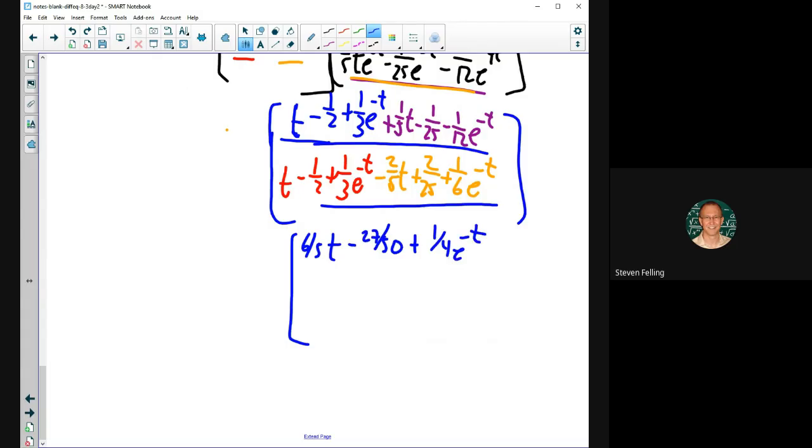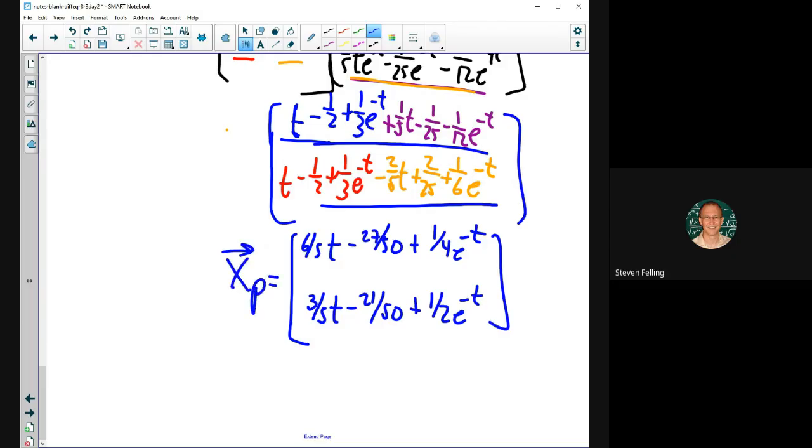We combine terms in the second row. The 1t and the negative 2/5 t combine to give me 3/5 t. And then I've got this constant term, negative 1/2 and positive 2/25, which is negative 21/50. Then I've got the 1/3 and the positive 1/6, which turns out to be 1/2 e to the negative t's. And that is what xp is. Okay, so after all of that, we get xp.